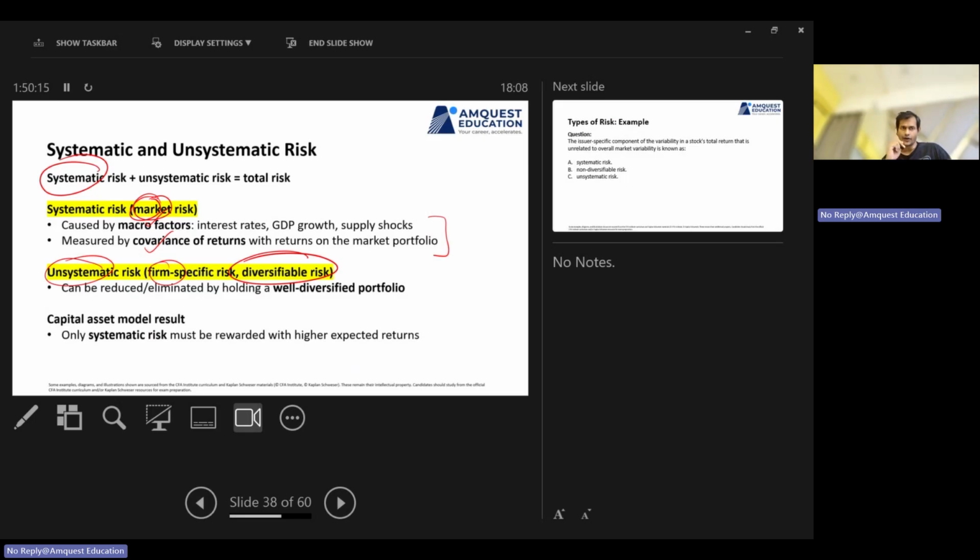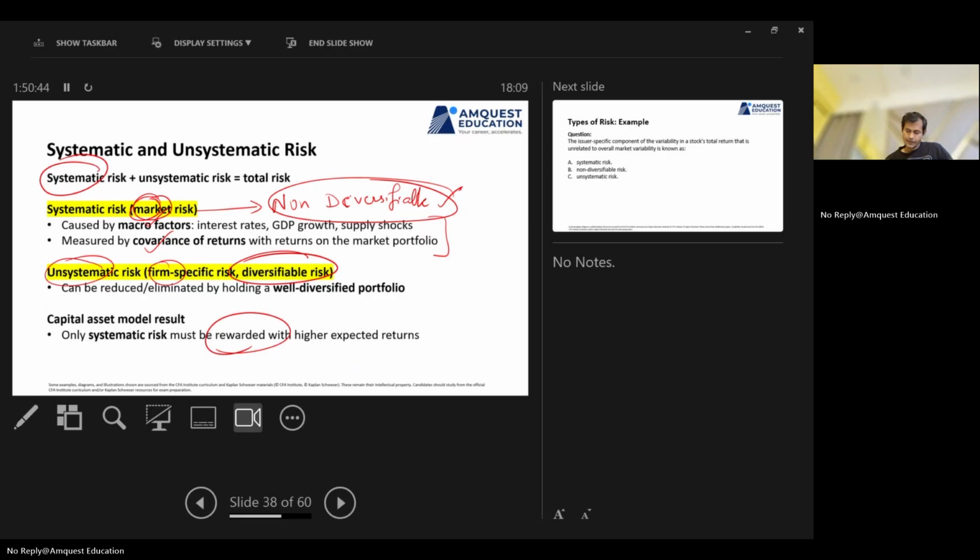Firm risk or unsystematic risk can be diversified, but market risk cannot be diversified because market risk is always going to exist. So I will call this non-diversifiable risk. हमेशा रहेगा, diversify कर ही नहीं सकते. So because you are stuck with market risk which you can't diversify, you will be rewarded for taking up systematic risk.